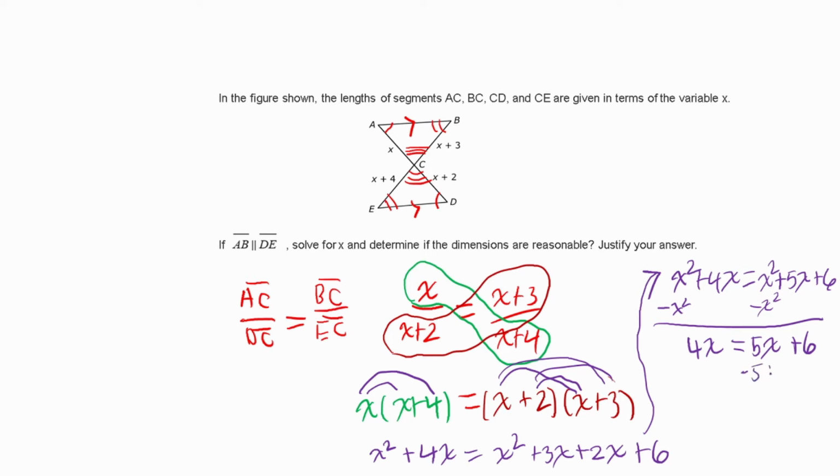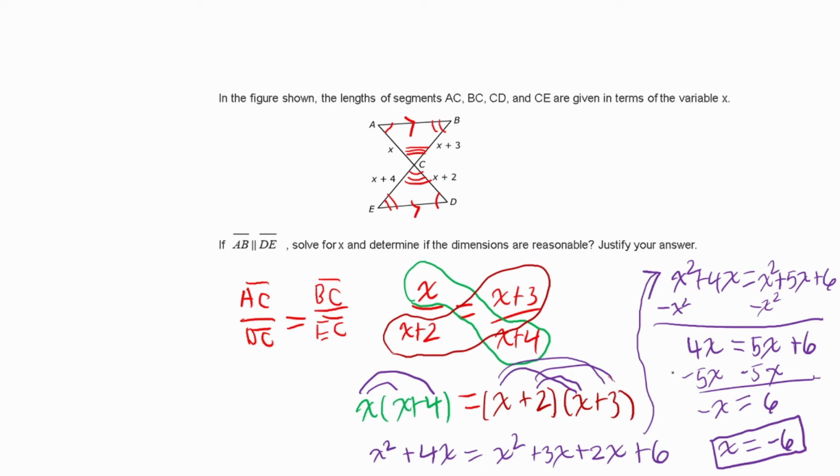So I'm going to subtract 5x from both sides, and that's also going to leave my plus 6 by itself. That's going to give me negative x equals 6, or in other words, x equals negative 6. We figured out what x is. Boom, just like that.